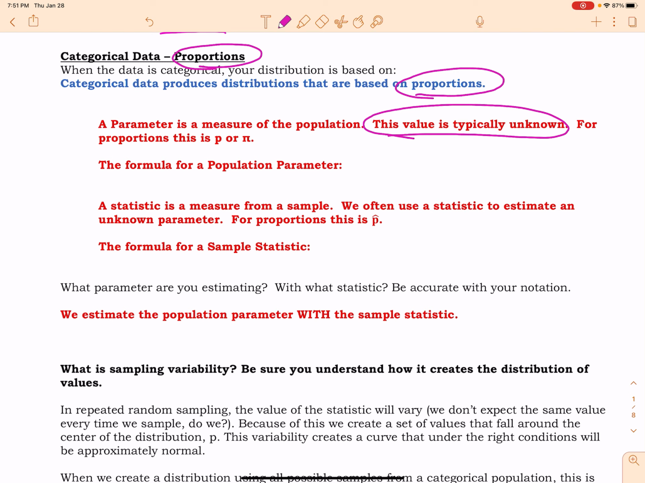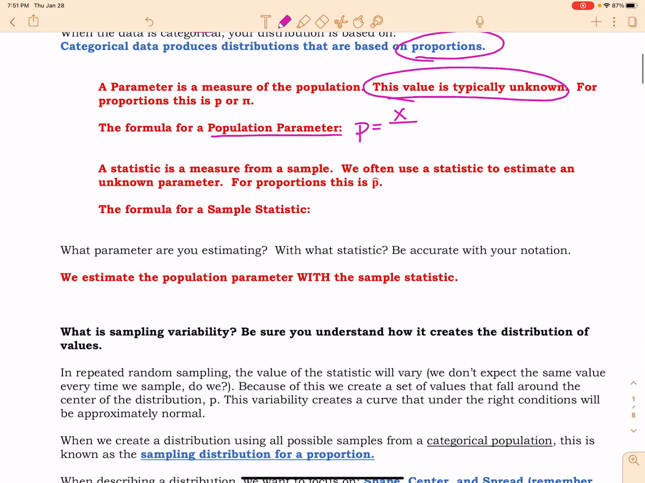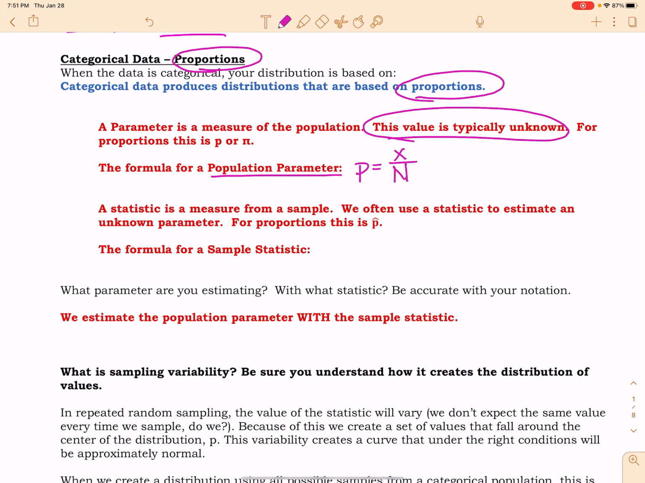So, it's not very realistic, cost effective, or time efficient to find all of that information for every single person in the population. So it's often that the population parameter is unknown, and we recognize that as p equals X, in this case the number of high school seniors with a driver's license, out of the capital N total population of Texas high school seniors.